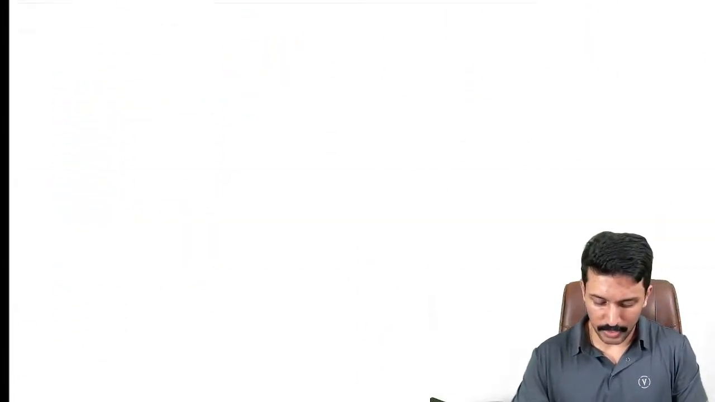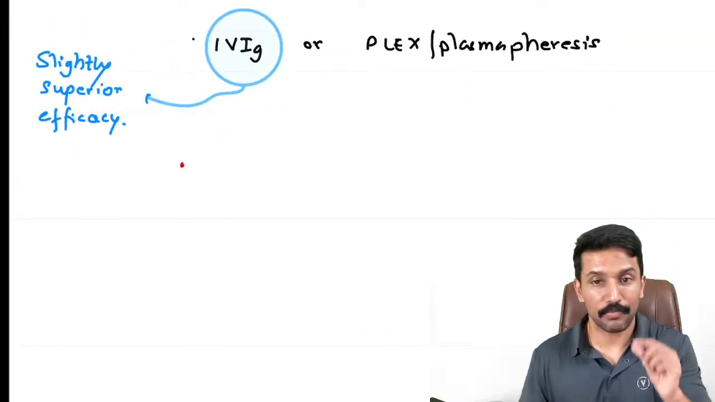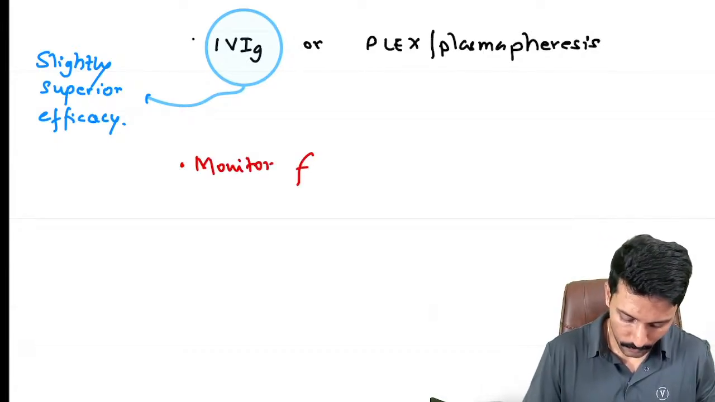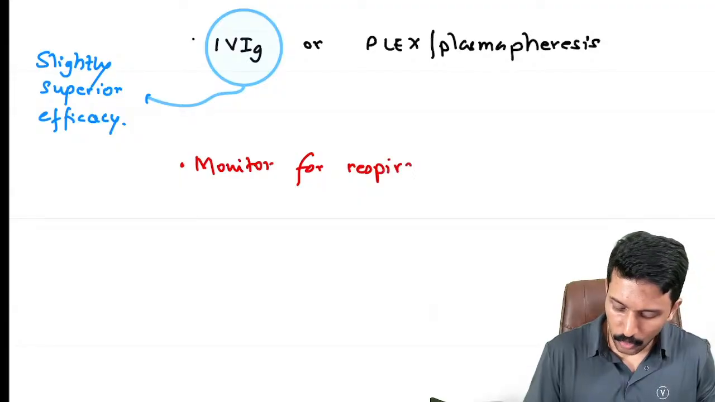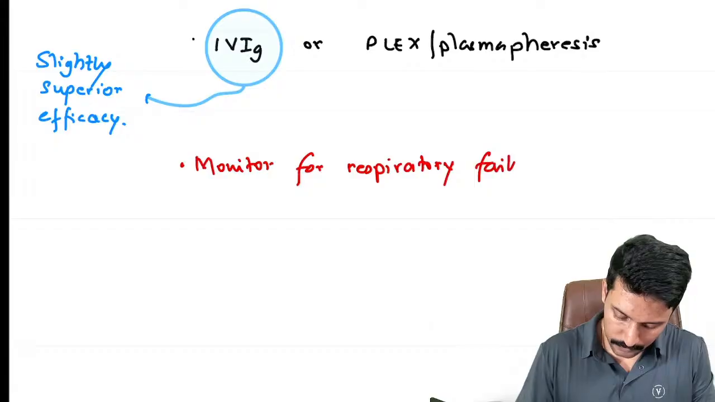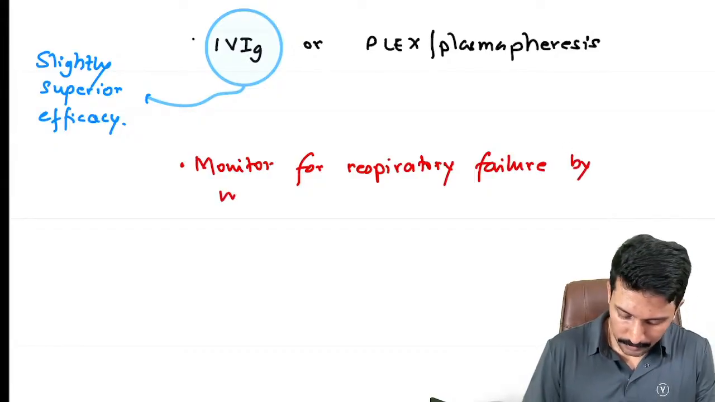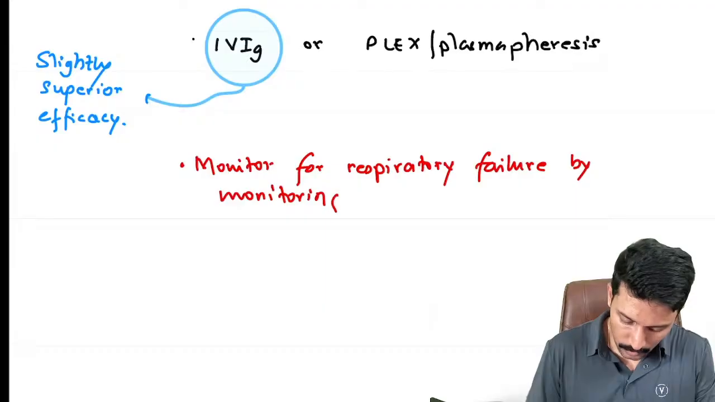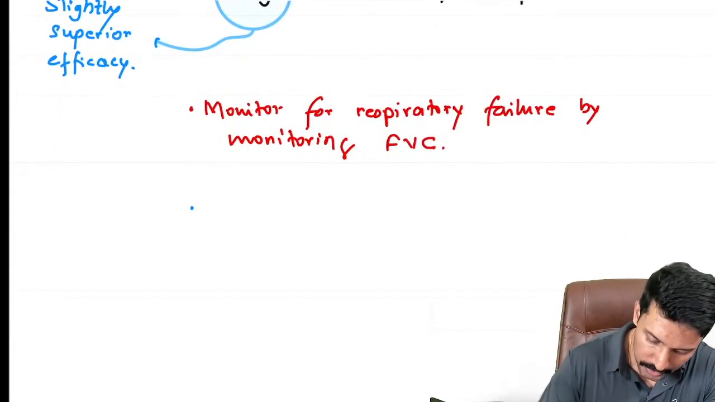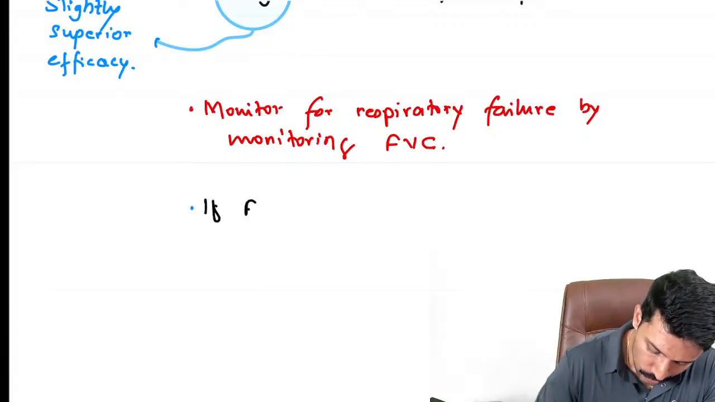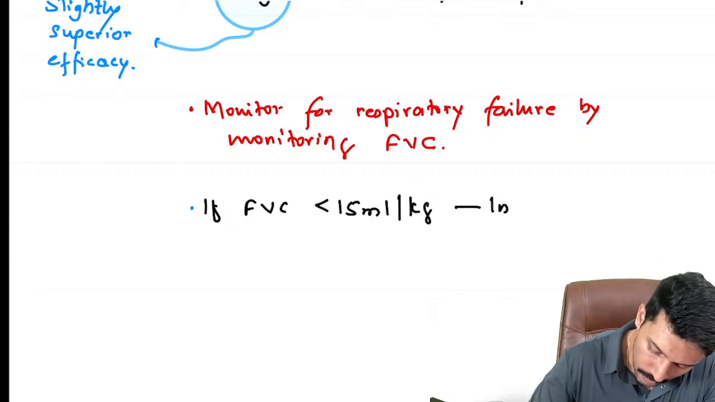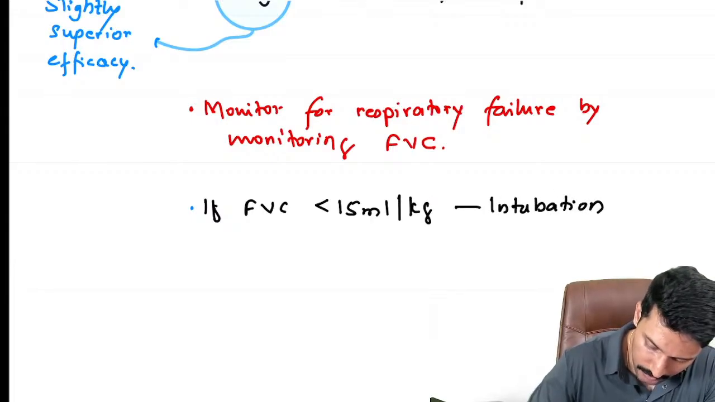Another important MCQ they may ask you is, how do you monitor them for developing respiratory paralysis? We have to monitor them not using hourly ABG or SpO2, but rather by monitoring forced vital capacity. And they may ask you when intubation is indicated. If forced vital capacity drops to less than 15 ml per kg, intubation and ventilator is indicated.